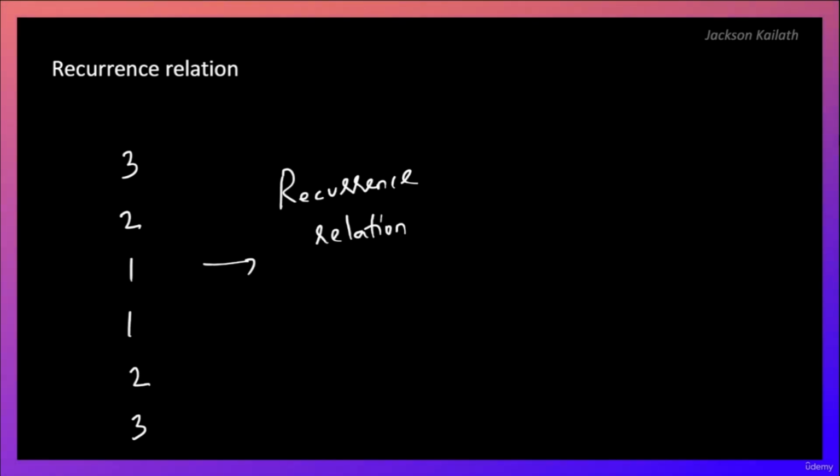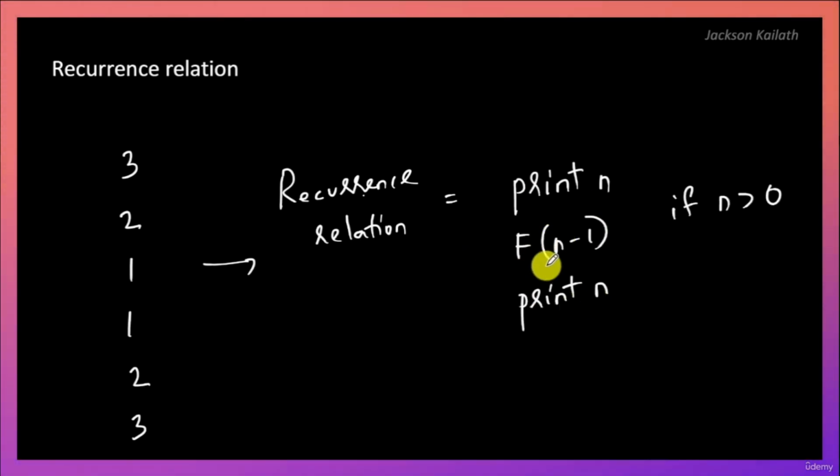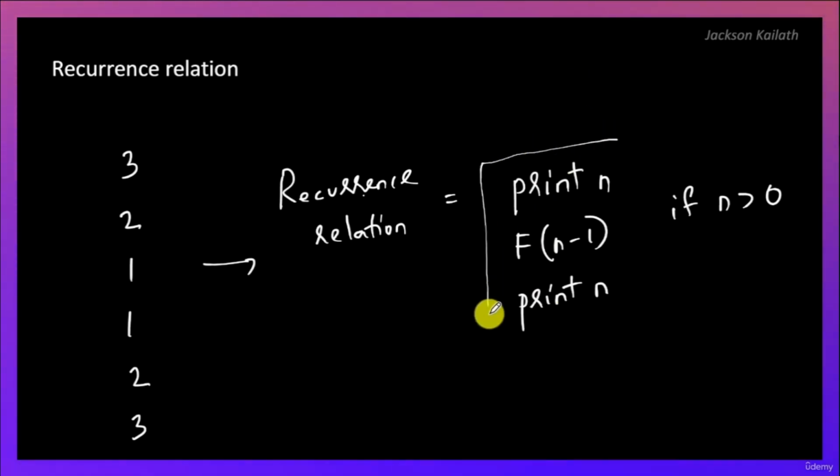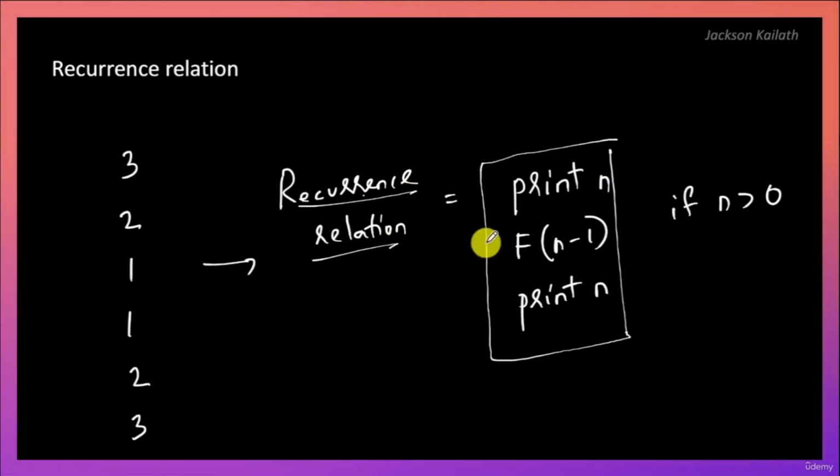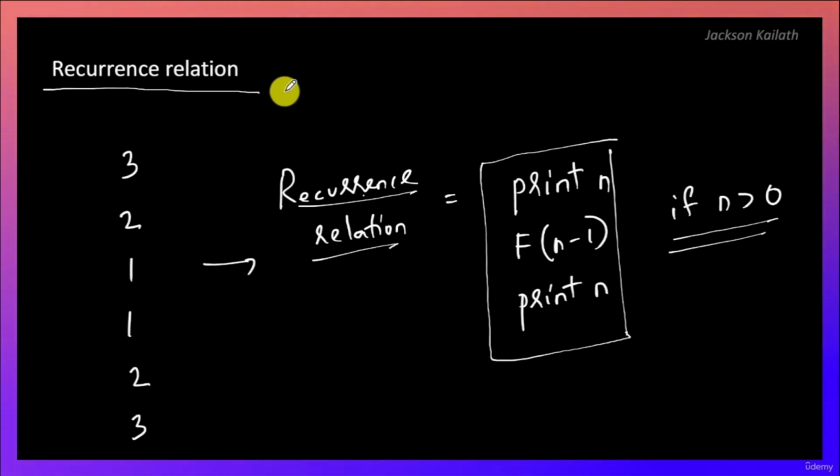We have discussed the case where you wanted to print the sequence 3, 2, 1, 1, 2, 3. What would be the recurrence relation for this? We have seen that the recursive case for that was print n and then do a recursive call for the same function and again print n. So this over here is the recurrence relation, and we have to do this when n is greater than 0. Notice that the recurrence relation actually talks about the recursive case. It does not talk about the base case, but it talks about how you can solve the original problem using the solutions to the subproblems.